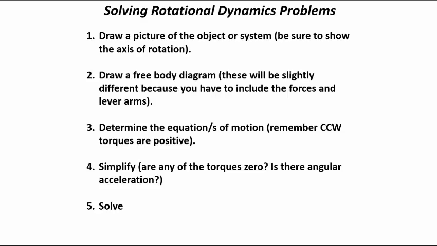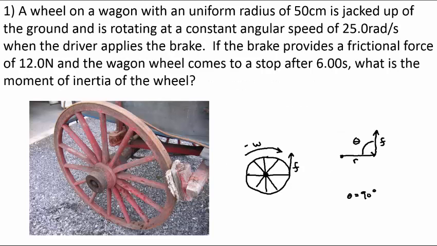So let's go ahead and do a couple of problems. In the first problem, we've got a wheel on a wagon with a uniform radius of 50 centimeters. It's jacked up off of the ground and is rotating at a constant angular speed of 25 radians per second when the driver applies the brake. If the brake provides a frictional force of 12 newtons and the wagon wheel comes to a stop after 6 seconds, what is the moment of inertia of the wheel?